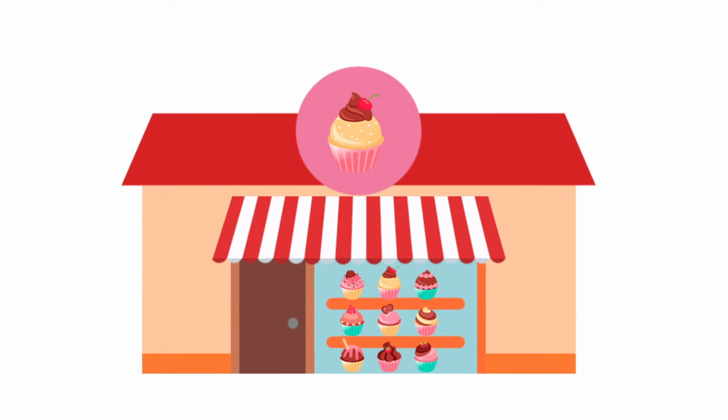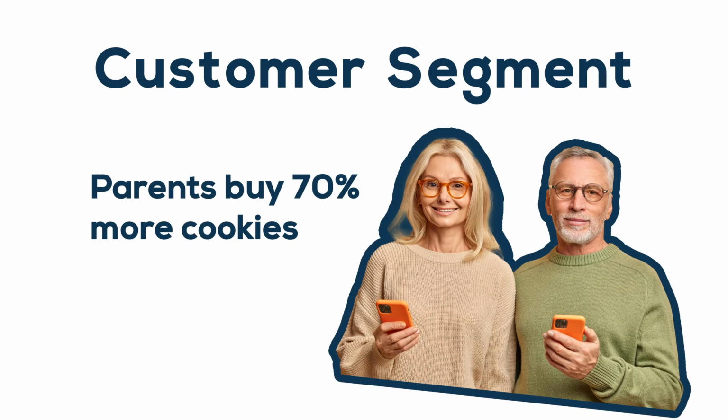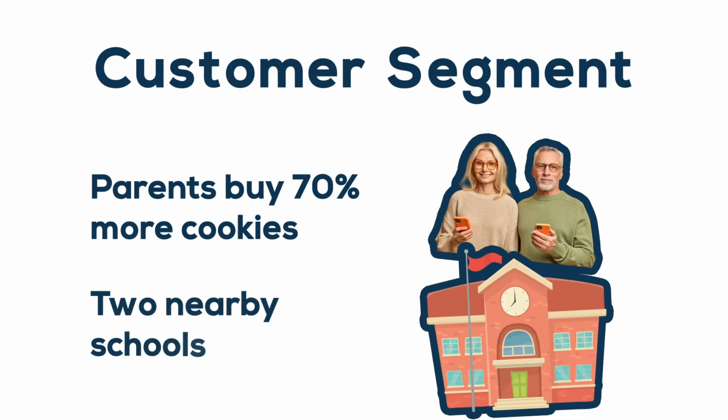In the first example, we want to open a family bakery store in a middle-class community. After doing some market research and having a test period selling to neighbors, we found that parents buy 70% more cookies than other market segments. There are also 2 schools near the store, so let's add students and school staff.